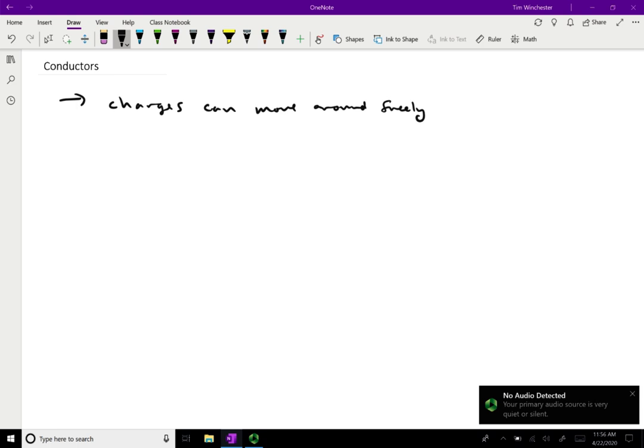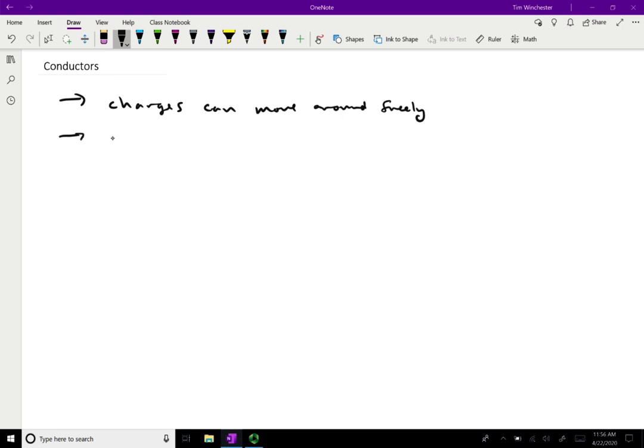That's in contrast to insulators, where the charges stay where you put them. And so, because charges can move around freely, if we put some excess charges on a conductor, the charges want to move as far apart as possible. Okay. And the reason for that is because if the charges repel each other and they're able to move freely, then they will just move as far apart as they can.